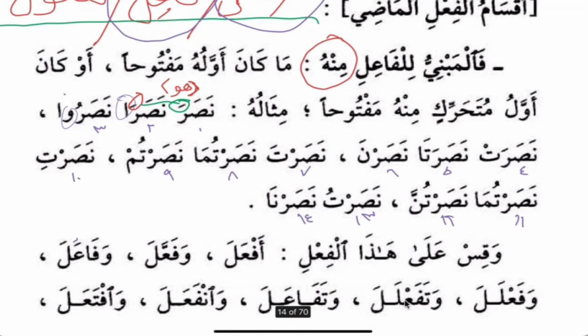So he says: فالمبني للفاعل منه ما كان أوله مفتوحا أو كان أول متحرك منه مفتوحا. The one that's configured for the doer is the one whose first letter has a fatha, or whose first voweled letter has a fatha. مثاله, its example is: نصر نصرا نصروا نصرت نصرتا نصرنا نصرت نصرتما نصرتم نصرت نصرتما نصرتن نصرت نصرنا.